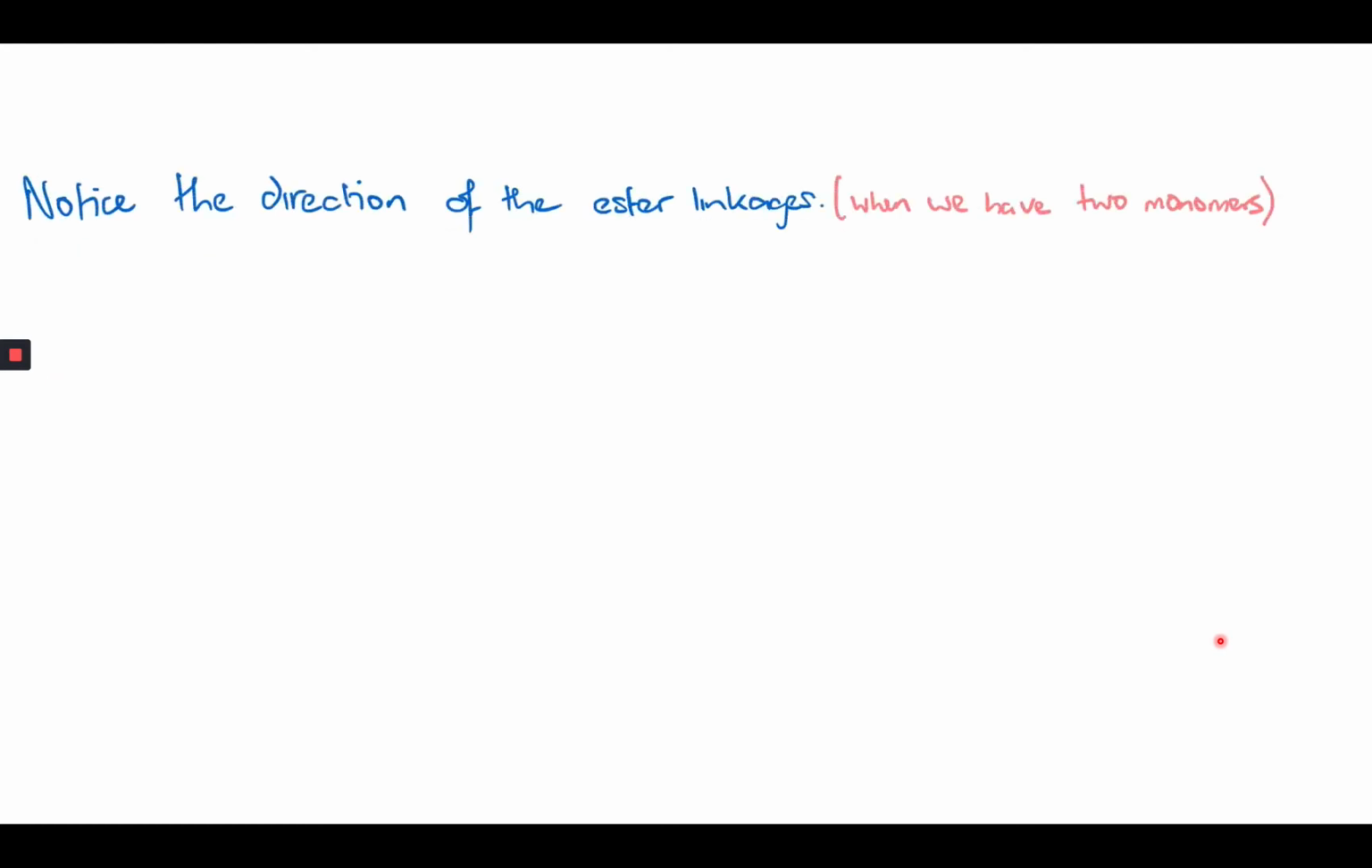Now, this isn't part of the specification. It's not something they test you on, the direction of the ester linkages when we have two monomers. But I want to show you it because sometimes you're having to work backwards, and knowing this can help you work backwards.